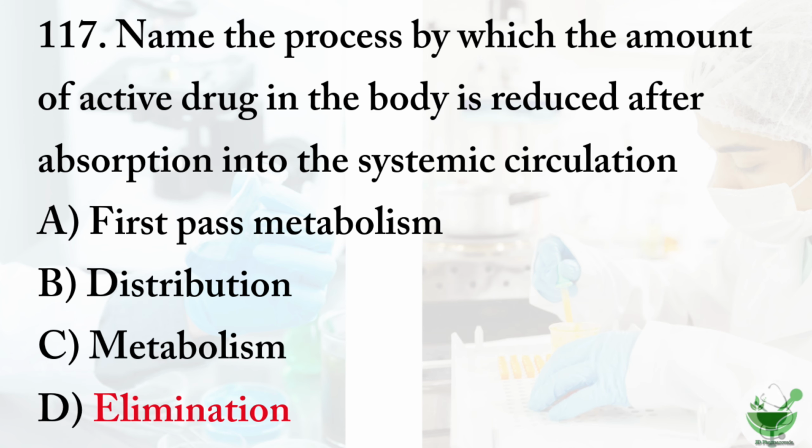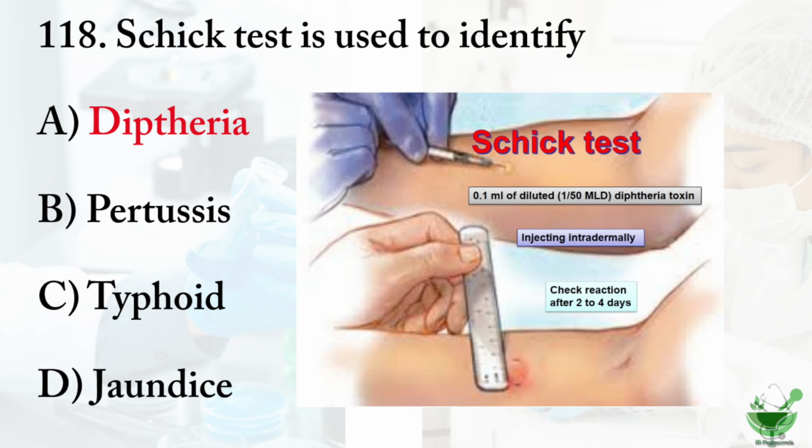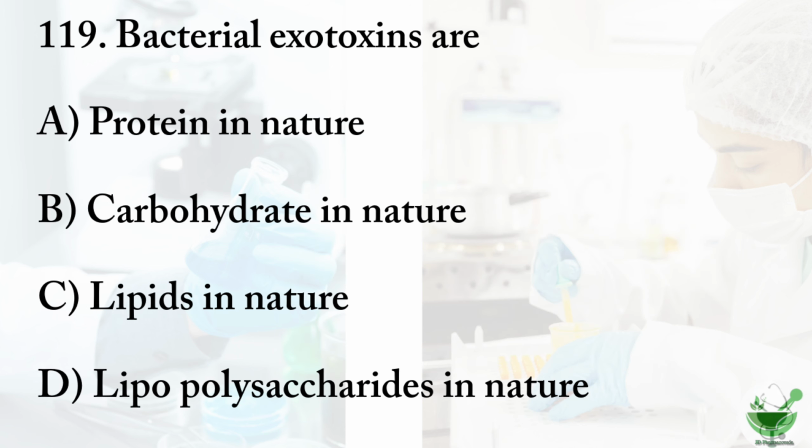Question number 118. Schick test is used to identify option A diphtheria, option B pertussis, option C typhoid, option D jaundice. The correct option is option A diphtheria. Then question number 119. Bacterial exotoxins are option A protein in nature, option B carbohydrate in nature, option C lipids in nature, option D lipopolysaccharides in nature. The correct option is option A protein in nature.